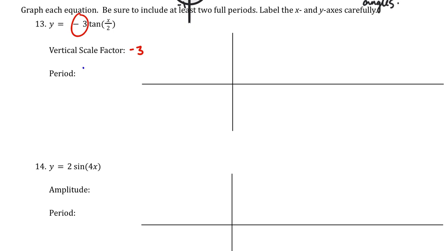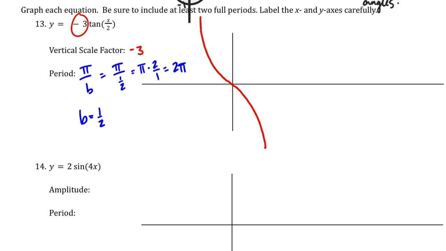And then the period is pi over b for tangent, and b is 1/2 in this problem. So that means that our period is pi over 1/2. And I hope we know that that means that we simplify this as pi times 2 over 1, which is just 2 pi. Okay, so now that I know the vertical scale factor and the period, I can sketch the graph of the function. This is an upside down tangent function because of the -3. And so I'm going to sketch my best estimate of what that's going to look like.